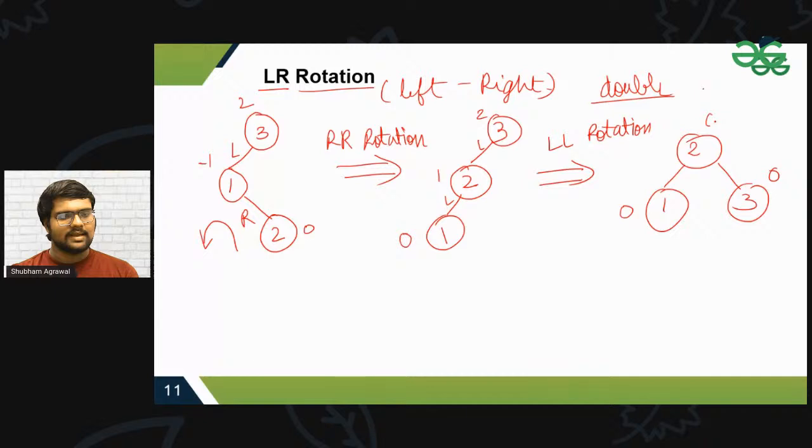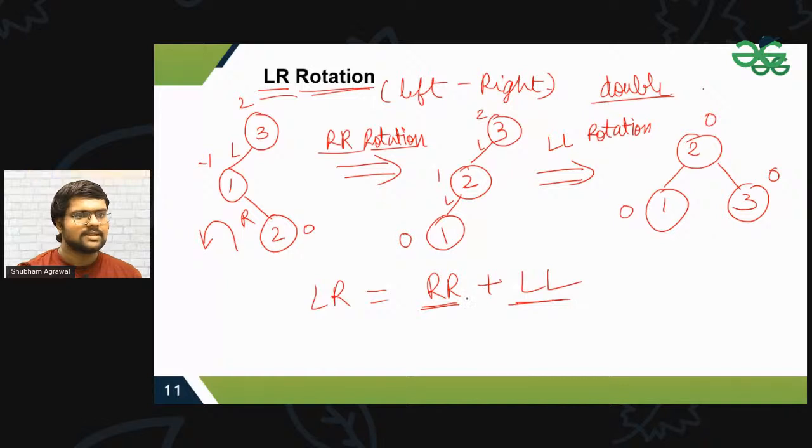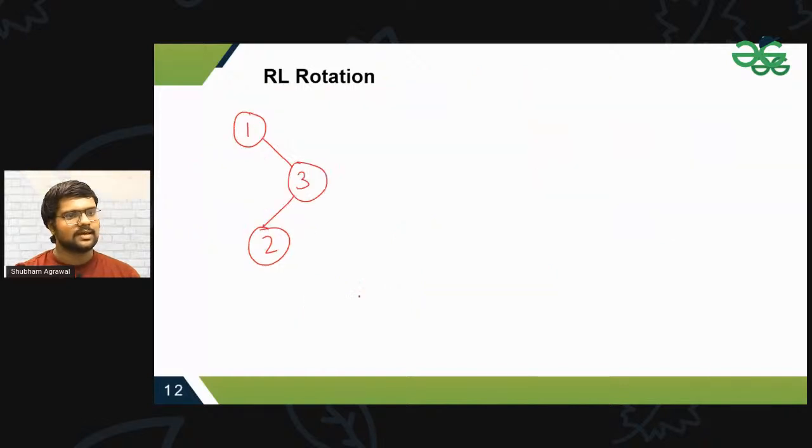And here in LR rotation, it is a double rotation in which we perform rotation 2 times. So for LR rotation, we perform first RR rotation and then LL rotation. Okay, so you can remember this short notation. First we have to perform RR, then we have to perform LL for LR rotation. Now let's see the last rotation, that is RL rotation, right left rotation.